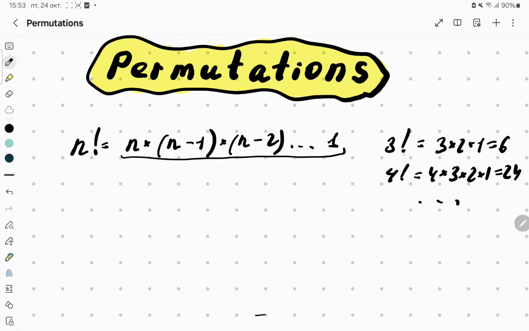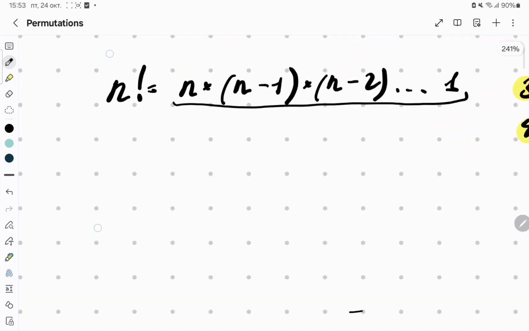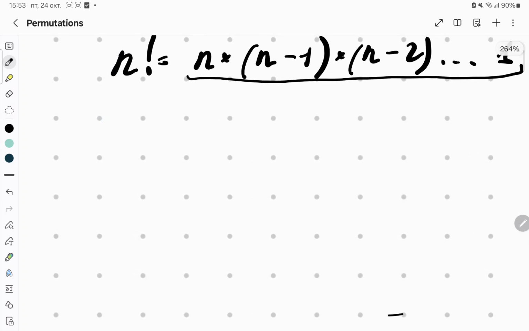For example, if we have 3 factorial, it means that we have 3 multiplied by 2 multiplied by 1, which is equal to 6. And in the same way 4 times 3 times 2 times 1 is 24. Okay, now let's consider an example. Let's understand this topic using the example.